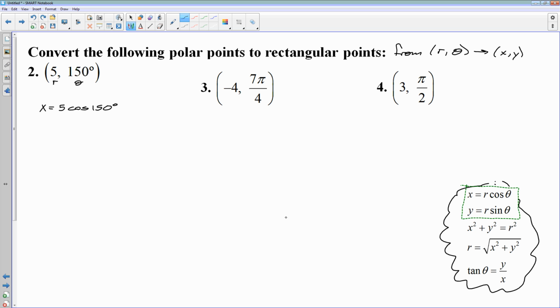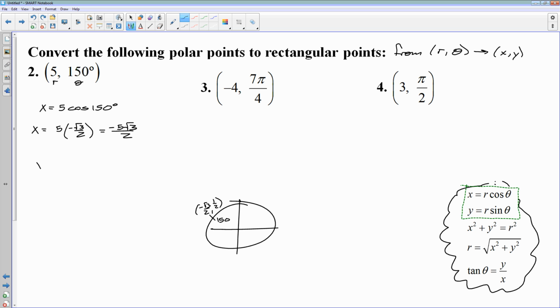Cosine 150, got to think about the unit circle. Let me draw it down here. There it is. 150 is about right here, and your coordinates are negative root 3 over 2 and 1/2. Cosine is the x coordinate, so x is going to be 5 times negative root 3 over 2, which is just negative 5 root 3 over 2. There's my x coordinate. My y coordinate is r sine theta. R is 5.